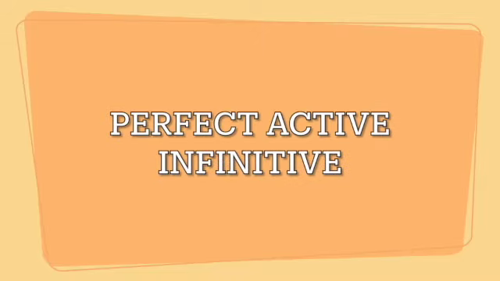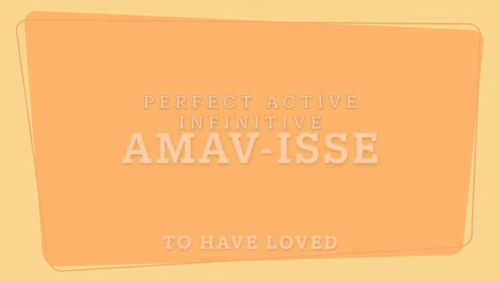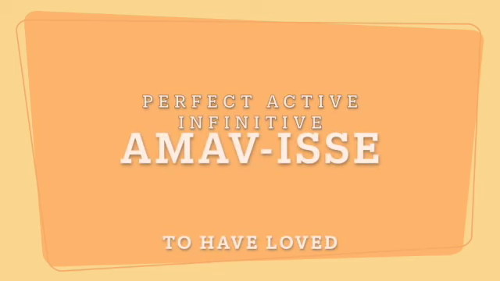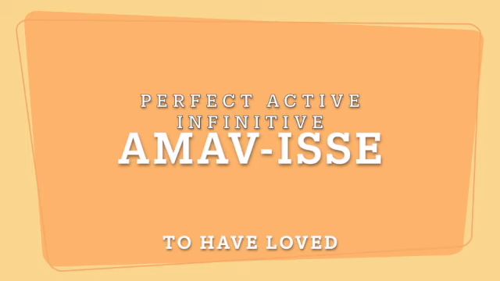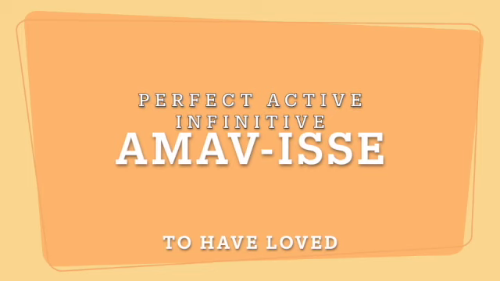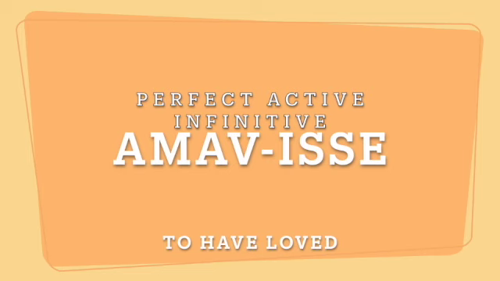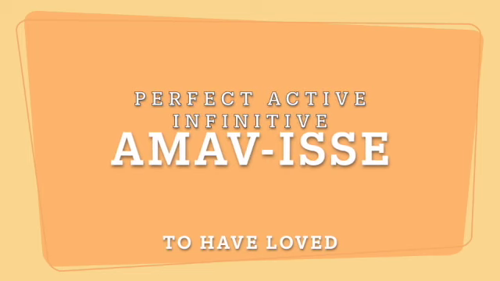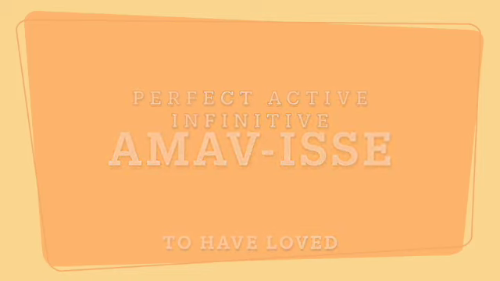Now, I did promise a quick discussion of infinitives as well, so here is an interesting fact. You can create a perfect infinitive, so to have loved, by using your third principal part, your perfect stem, amavi, and you just add isse, I-double-S-E, onto the end. Amavisse is to have loved, and that is how you always form your perfect active infinitive. Fun fact, there you go.